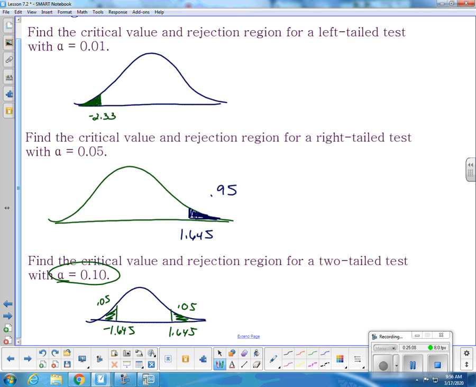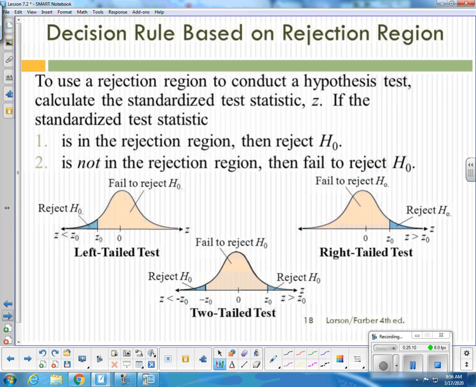Okay, so if we are looking at rejection region again, if your Z test statistic falls in the rejection region, you reject the null hypothesis. Easy as that. If it falls in the other side, then you fail to reject the null. Easy enough. If it falls in the shaded area, bad. Reject the null. If it doesn't, then you fail to reject the null.